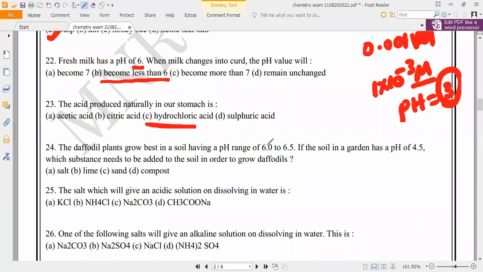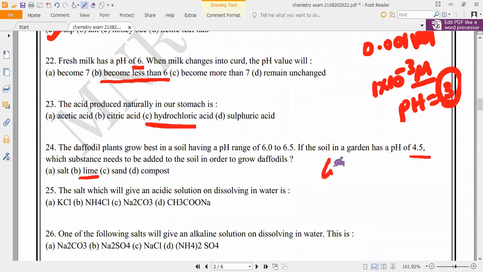Daffodil plants grow best in a soil having a pH range of 6 to 6.5. If the soil in a garden has a pH of 4.5, which substance needs to be added to the soil in order to grow daffodils? Lime. Why lime? They will react with the excess acid present in the soil and neutralize it.